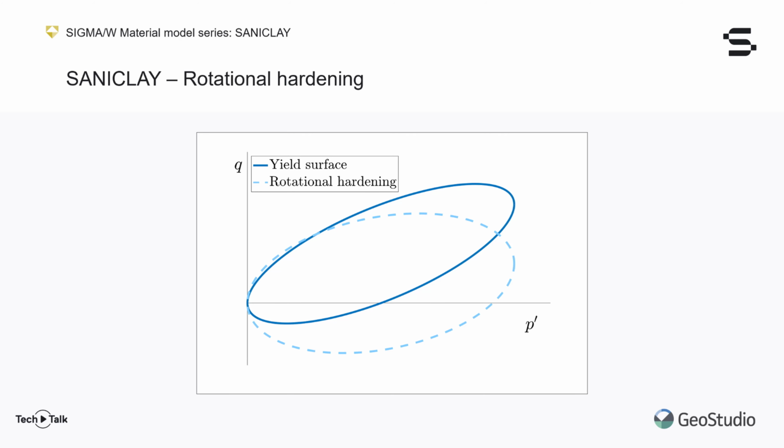Notice this mechanism also alters the aspect ratio of the ellipse, making the ratio of the minor to major axis larger. This hardening is caused by a change in beta. I have not illustrated it here, but the plastic potential surface will also be affected by rotational hardening as alpha changes.